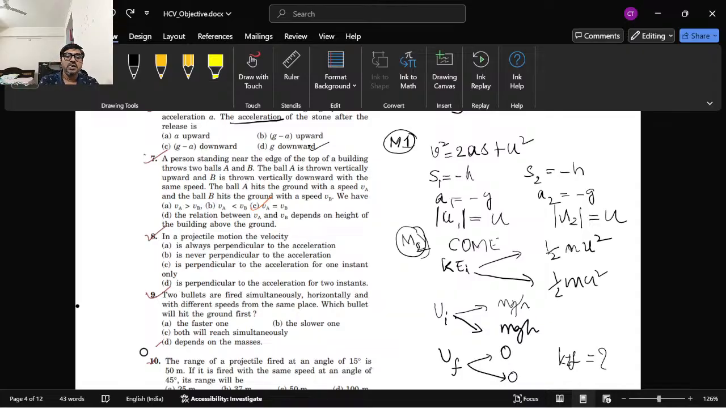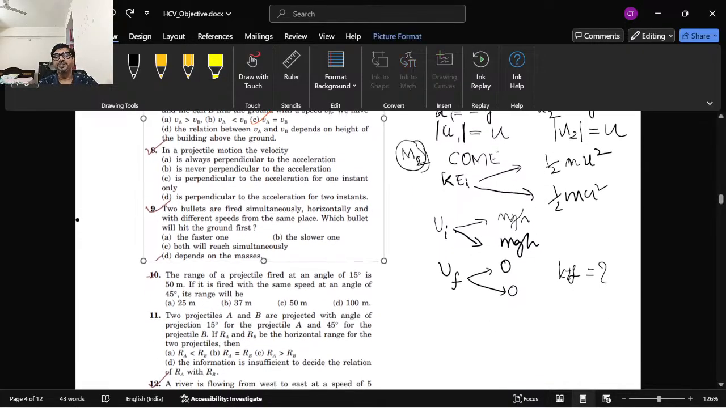I hope you understand it. Let's go to the next question then. In a projectile motion, the velocity is always perpendicular to acceleration. Why?